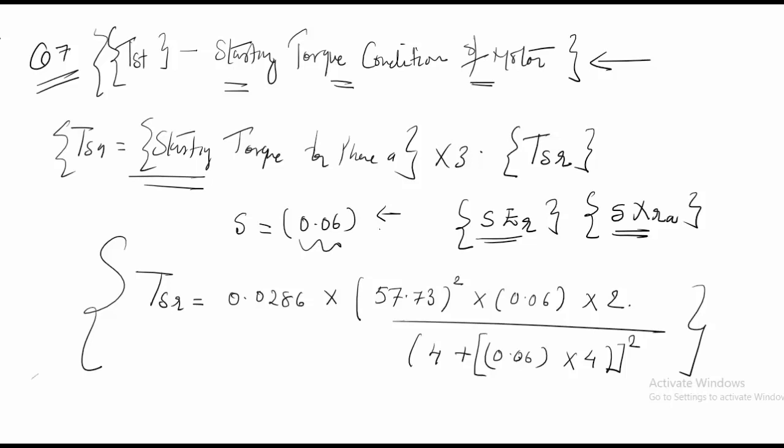So my torque in this case will be 57.73 whole square into 0.06 into 2, divided by 4 plus 0.06 into 2, and into 0.0286.